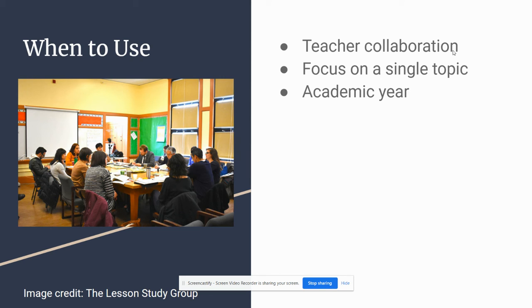The best time to use this type of study would be for a group of teachers that are willing to collaborate with one another and focus on a single topic. You want to have a team that are willing to work together, that are willing to invite other teachers into their classroom to observe, and when they have an academic year, when you're actually in the classroom in order to do these observations on a regular basis.